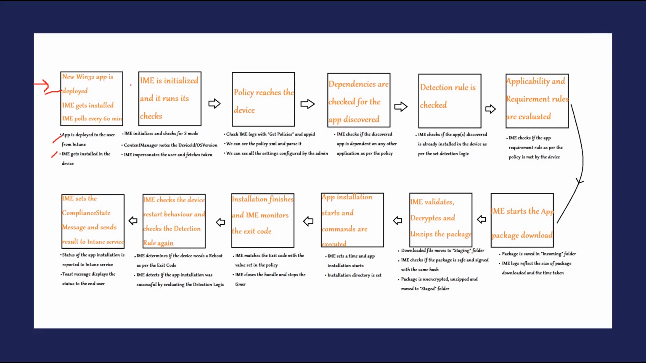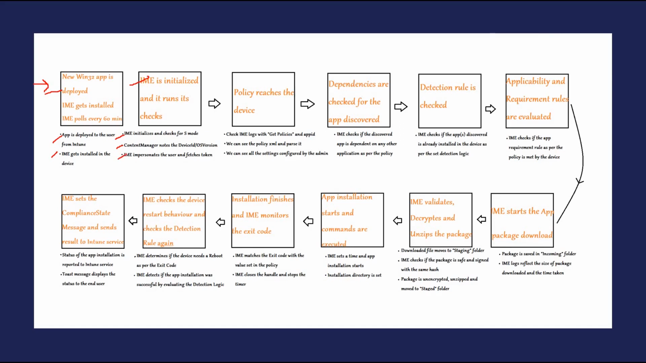Once IME is installed, the IME initializes and it runs a couple of checks. So IME is going to check whether the device in which it is running is in S mode or not, and it will log it. And then the content manager handle will start in the IME and it will make a note of the device ID and the OS version. All of these will be logged in the IME logs, which we will see later.